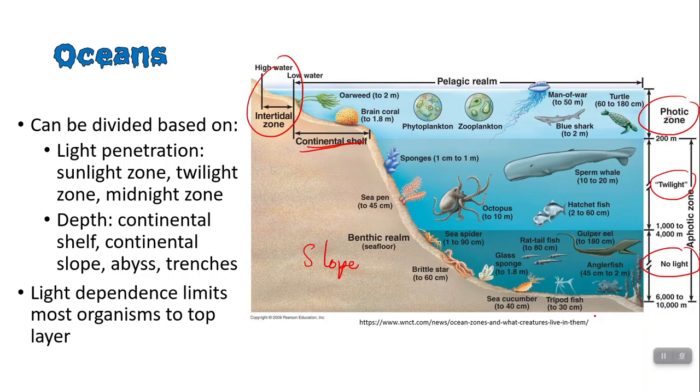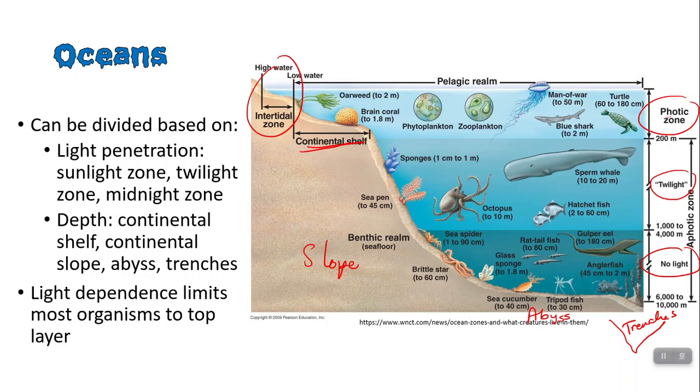And then you can have the abyssal regions. The abyss is very deep, and even deeper than that, you have trenches. If you've seen the Aquaman movie, they talk about trenchers. They live in the trenches super, super deep. And because light is so important for the basis of a food chain, that dependence on light tends to limit most organisms to the top layer.